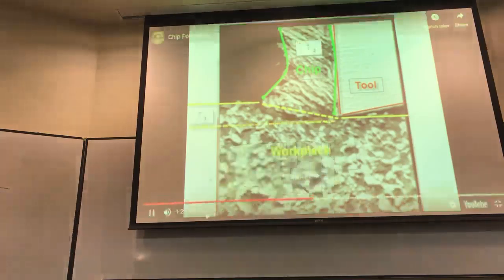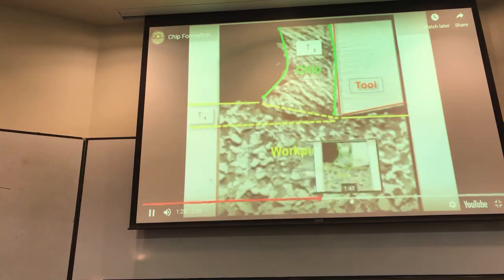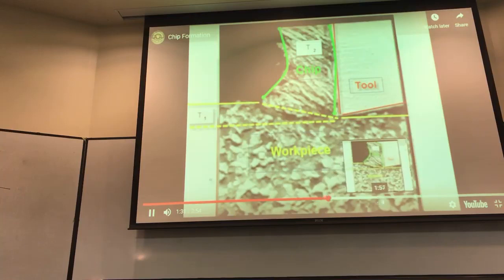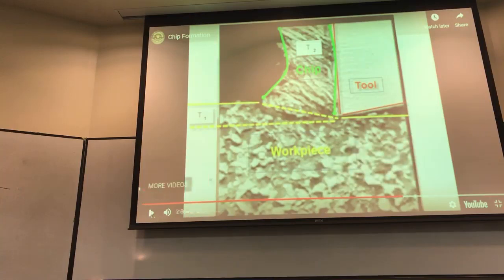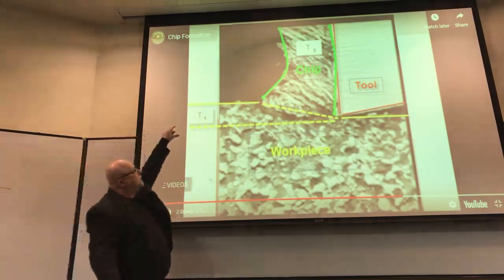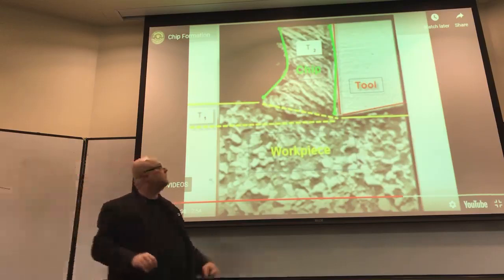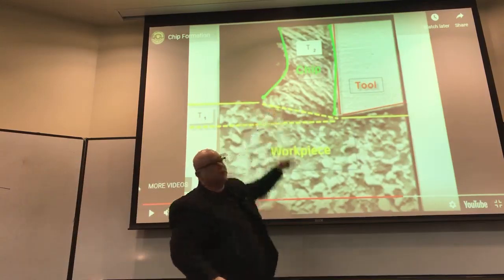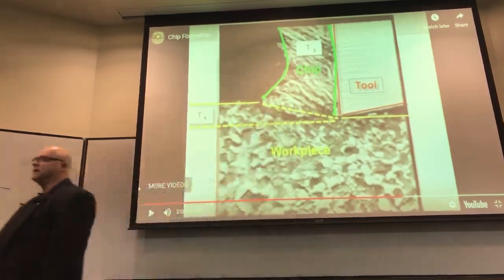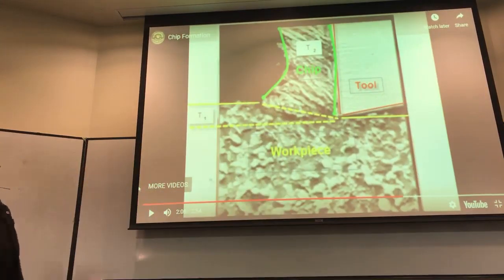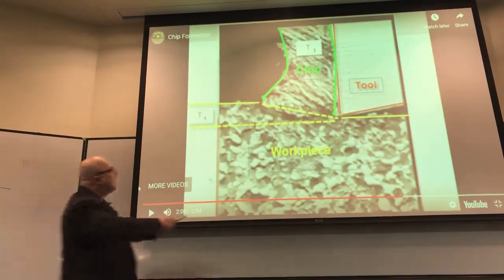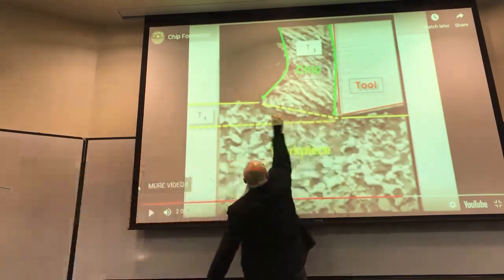Here's our picture. It's getting there. All the lines are coming in. I was very proud of this. Let's go out here. I think right here is about good. Let's pause. All right, so we've got an uncut chip thickness, T1. We call it T1 because it's the uncut chip thickness. It's the first thickness. We've got a cut chip thickness, T2. We call it T2 because it's the next one. Very innovative naming. And so we've got this chip, and we've got this plane right here, right?